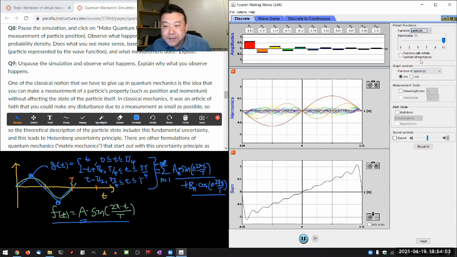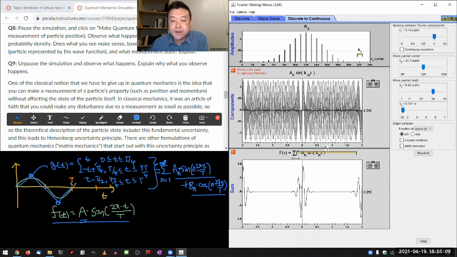Now, one could easily look at this and say, what's that got to do with quantum mechanics? And I think the tab where it's easiest to show that is under discrete to continuous. This is one where we can show what that's got to do with quantum mechanics. So I think this is where we are looking at the width of a wave packet.